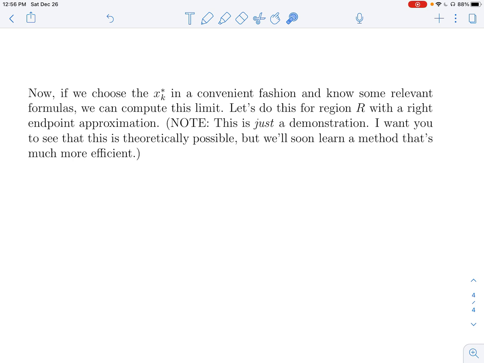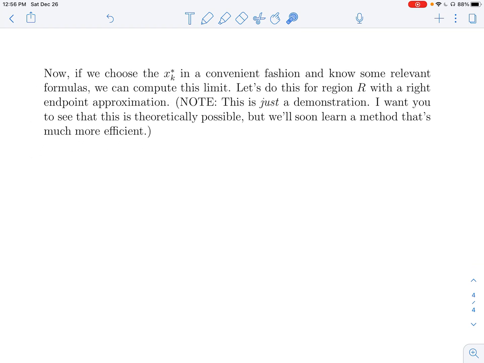So I'm going to show you how to do this. And this is just a demonstration, right? I want to show you that it's theoretically possible to run this using a lot of algebraic cleverness and limit techniques, but we are going to learn better ways.